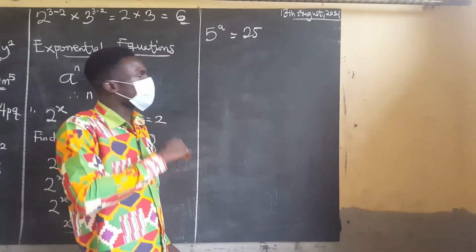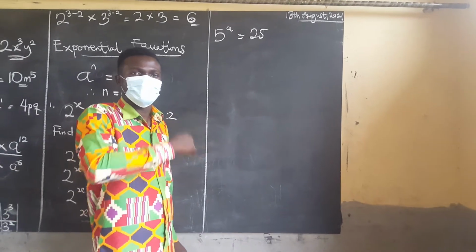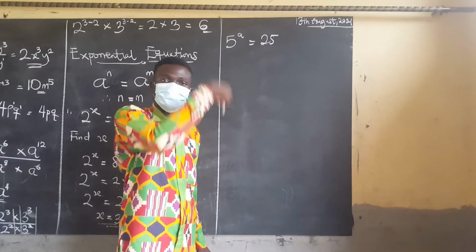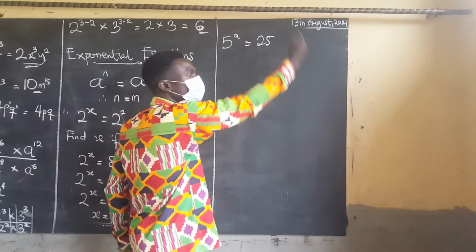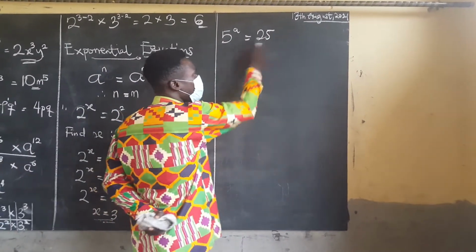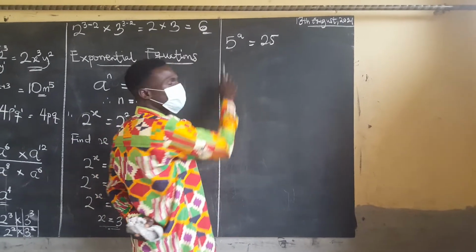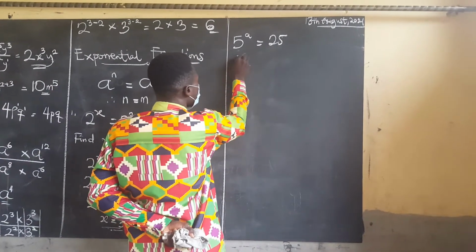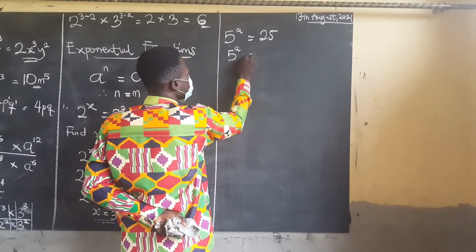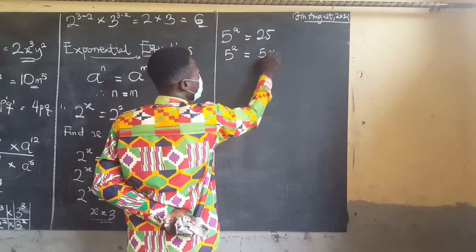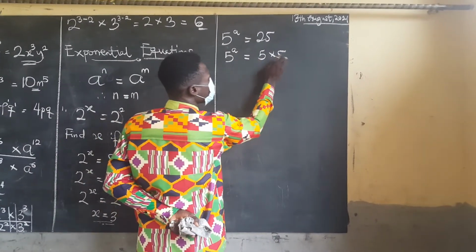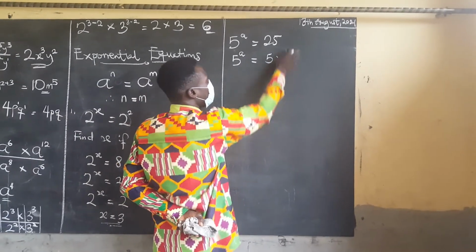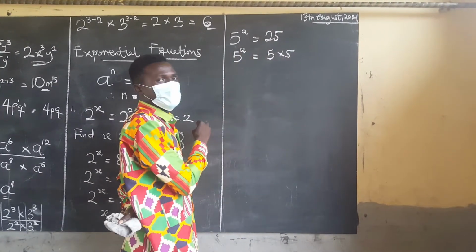So 5 raised to the power a is equal to 25. The number that is having the exponent a is 5 and is equal to 25. So this 25, ask yourself, how many times of 5 will I use to multiply to get 25? So I'll say 5 to the power a is equal to 5 times 5, because 5 times 5 is 25. So this 5 times 5 is representing the 25.